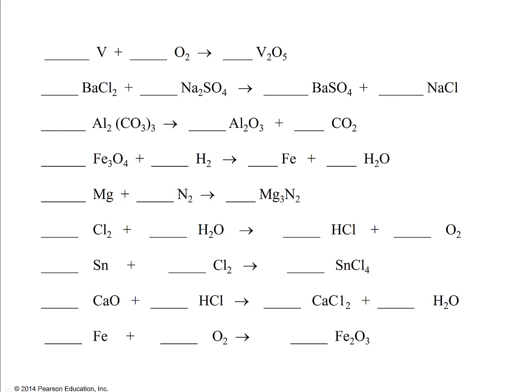So what's the first one? Synthesis, decomposition, single displacement, double displacement. Synthesis. Right, so we have 2 reactants and 1 product. Synthesis. So really easy to identify. What's the second one? It's a double displacement. I started off with 2 compounds, and I have 2 different compounds. So still 2 and 2.